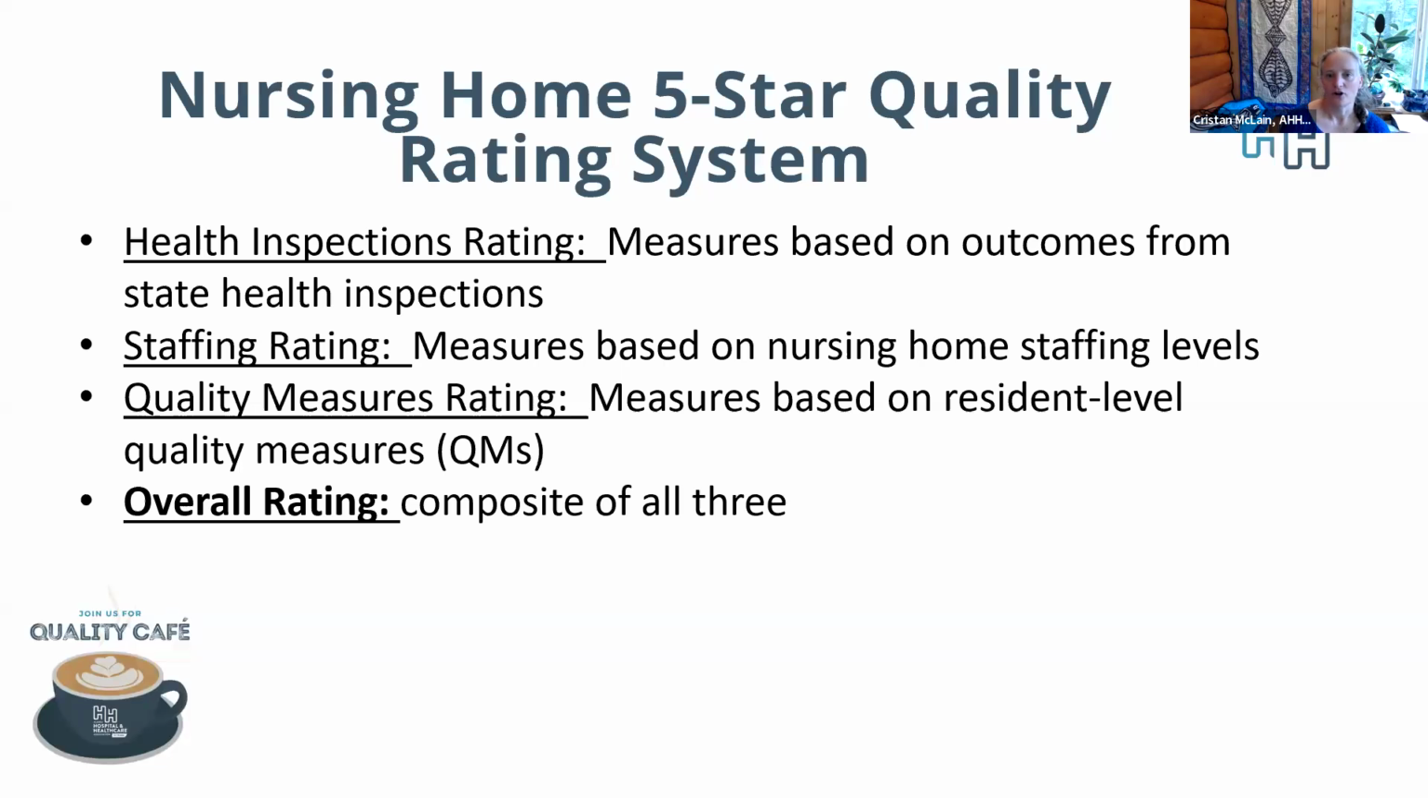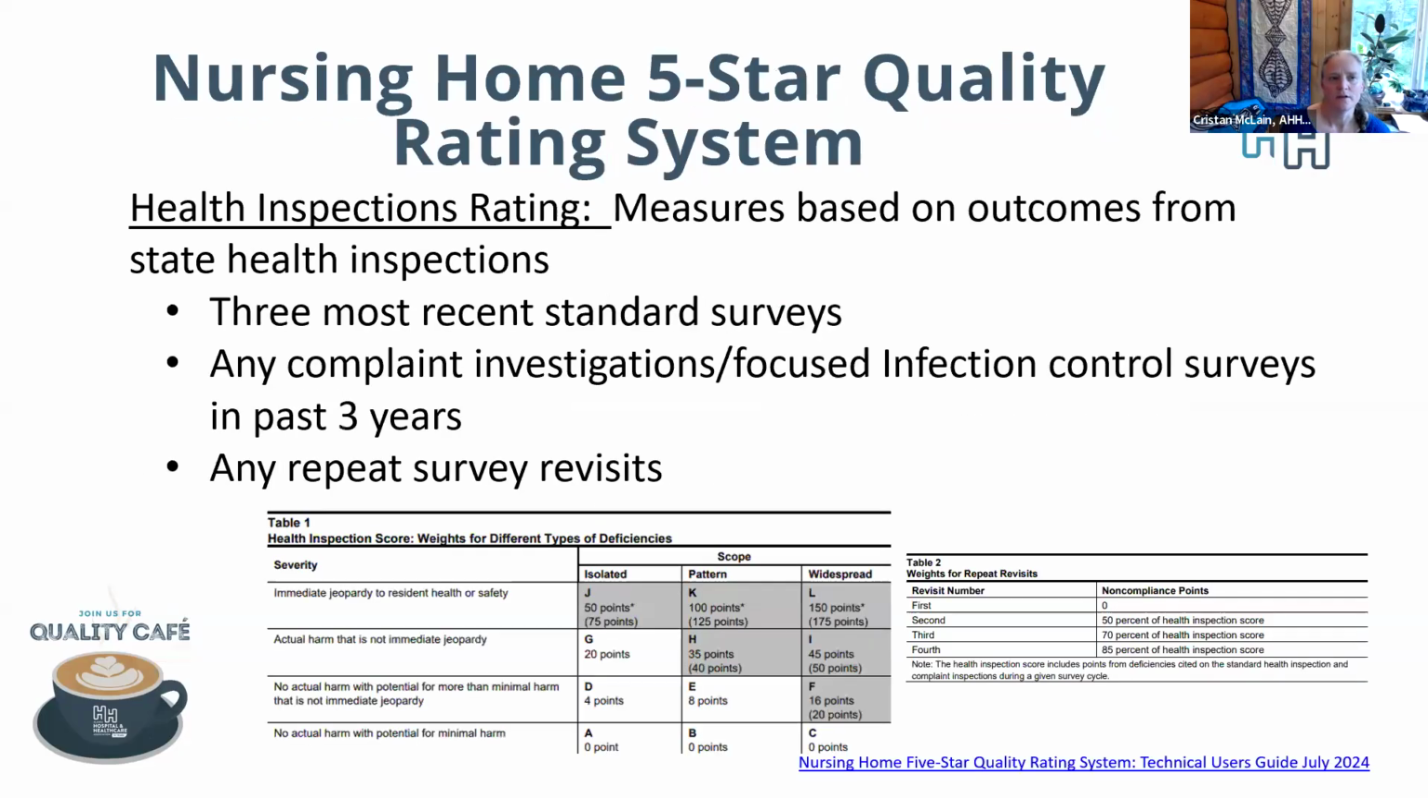All right, so for nursing home, the nursing home star rating program started in 2008. The rating system features an overall quality rating of 1 to 5 stars based on facility performance on these 3 performance measures. You have the health inspections, staffing, and the quality measures rating. And the overall rating is a composite of all 3.